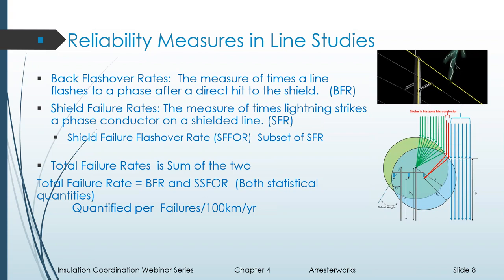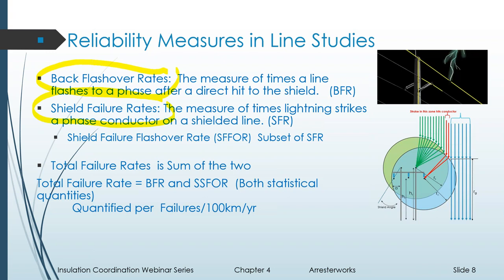Okay, so there are two reliability measures in line studies. First one is the backflash rate. That's really almost a primary one. It's the measure of the number of times a line flashes over to the phase from a direct hit to the shield, so it becomes a primary concern. And the second one then is, what is the shield failure rate? And we'll talk about both of these in a second.